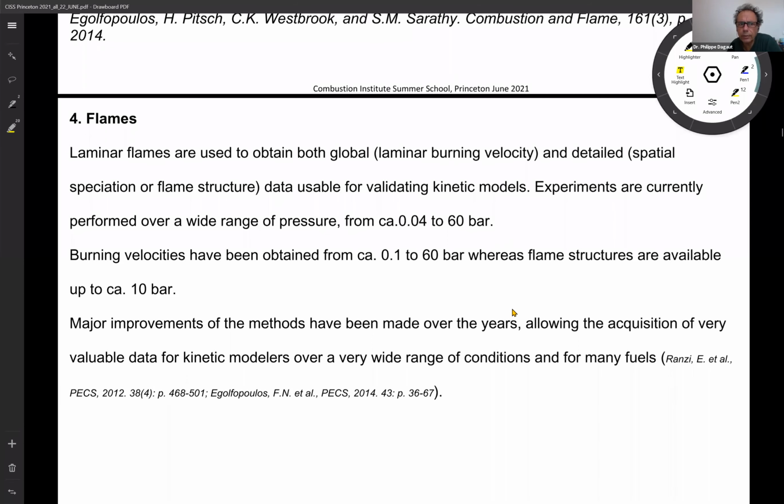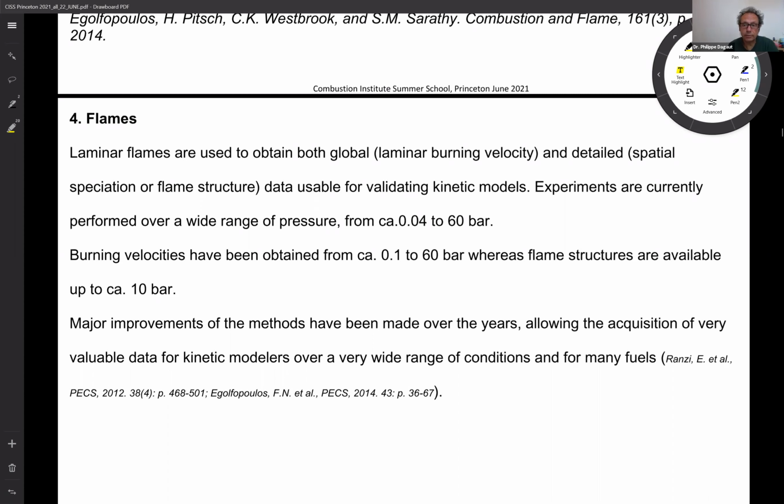Experiments are currently performed over a wide range of pressure, typically from 0.04 to 60 bar. And burning velocities have been obtained from about 0.1 to 60 bar, whereas flame structures are available up to about 10 bar. Major improvements of the methods have been made over the years, allowing the acquisition of very valuable data for kinetic modelers over a wide range of conditions and for many fuels.